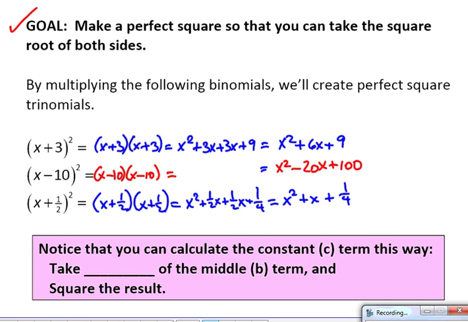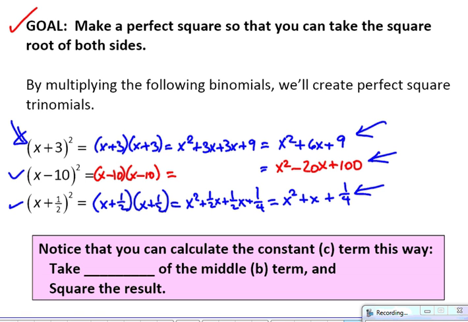All right, so here what I've done is I've taken some binomials and I've squared them. So these are all the perfect squares that we would like to see on the left side. So what do they look like when we multiply them out? x plus 3 squared, you can see I multiplied it out and got x squared plus 6x plus 9. Same thing with the x minus 10 squared. You see it multiplied out over here. And then the last one, you can see multiplied out here.